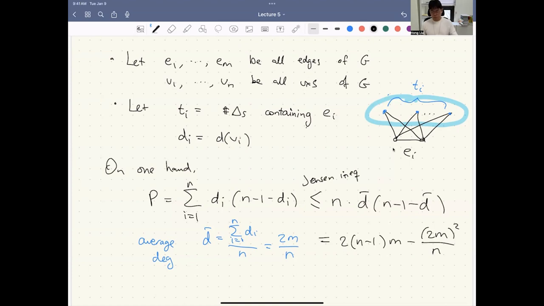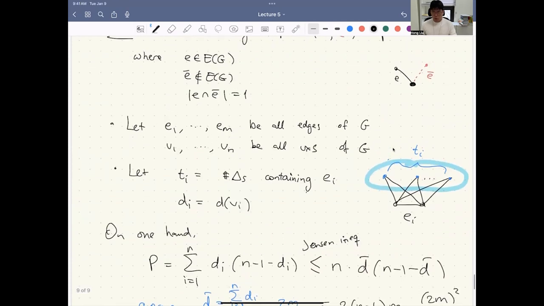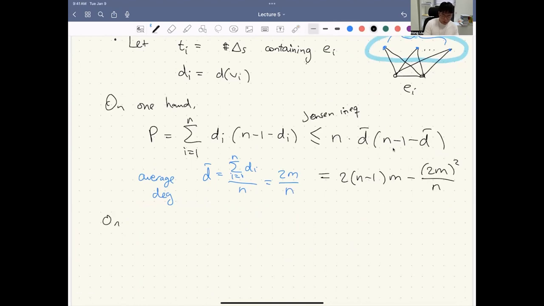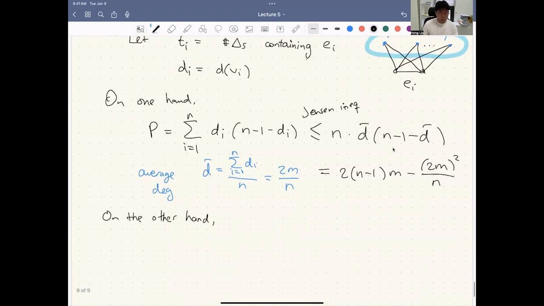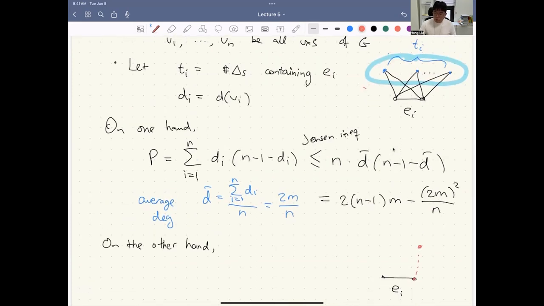Very simple. Now let's count it in a different way. We want to count this guy. We count it from the perspective of this edge e, on the other hand. Let's say it's the ith edge. All we need to do is fix the endpoints and find the non-neighbor of this guy. That's it. But this non-neighbor must lie outside of the common neighbors of the endpoints of e_i. Okay, that's how we count them.